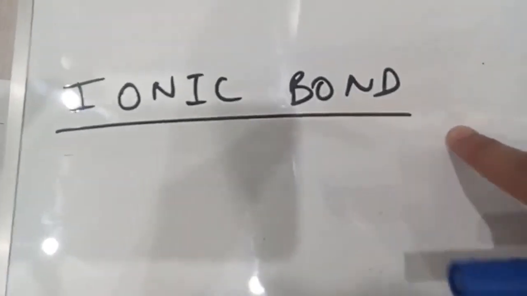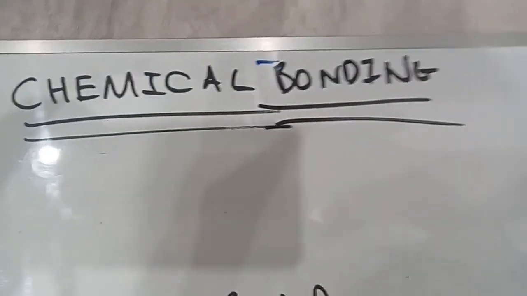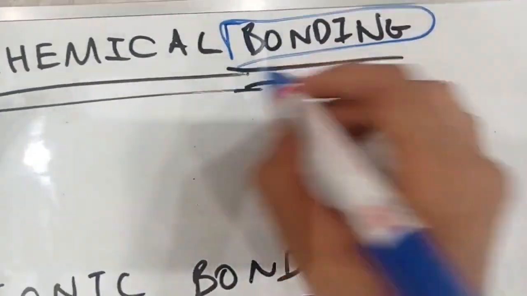So today in this video, we're going to look at the two key types of bonding: ionic and covalent. Without further ado, let's get straight into the first type, ionic bonds. Okay, so before we look at ionic bonds, let's take a look at chemical bonding in its entirety. So first of all, what is a bond?